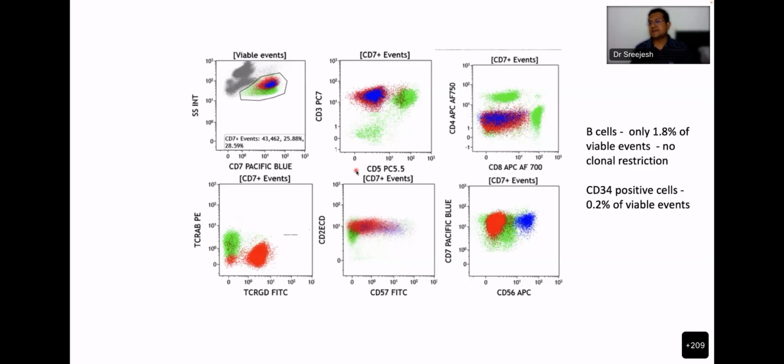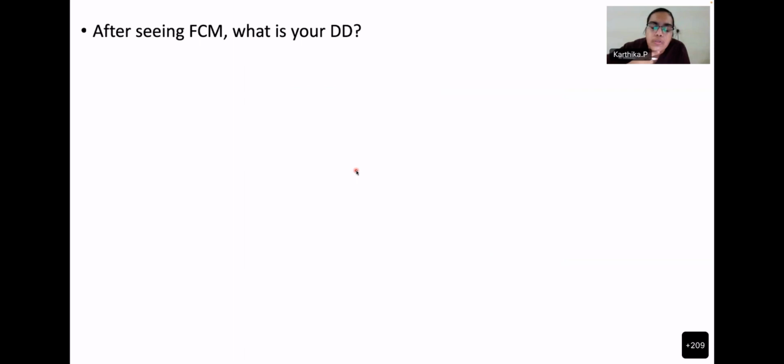The surface gamma delta T cell receptor is positive. What is your diagnosis? You have large cells. Hepatosplenic, so you should suspect hepatosplenic T cell lymphoma. Do you think gamma delta T cell receptor expression is exclusive for gamma delta T cell lymphoma, or can it be seen in some other lymphoproliferative disorders?